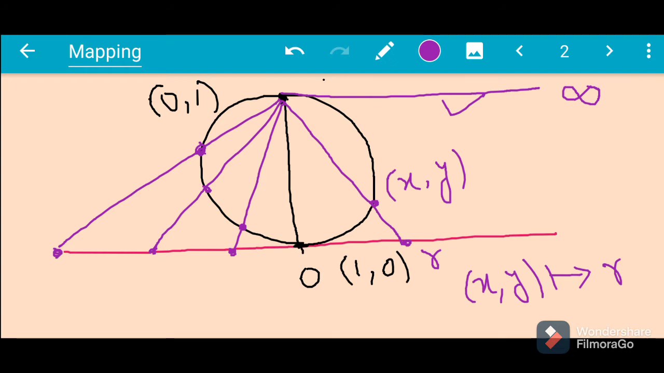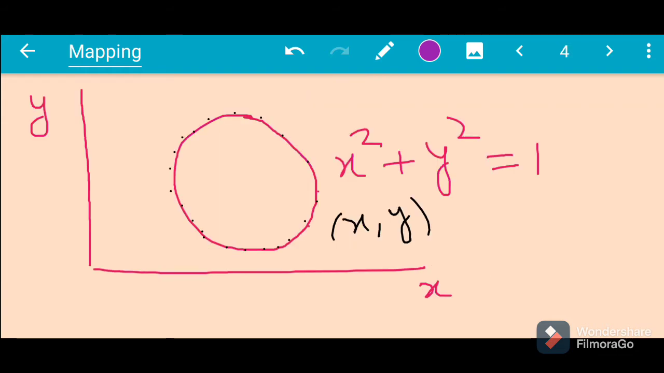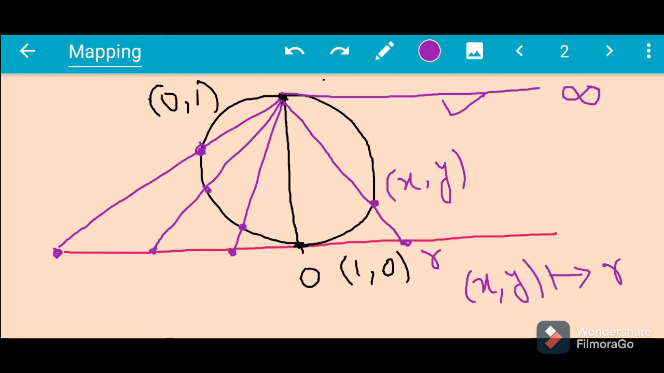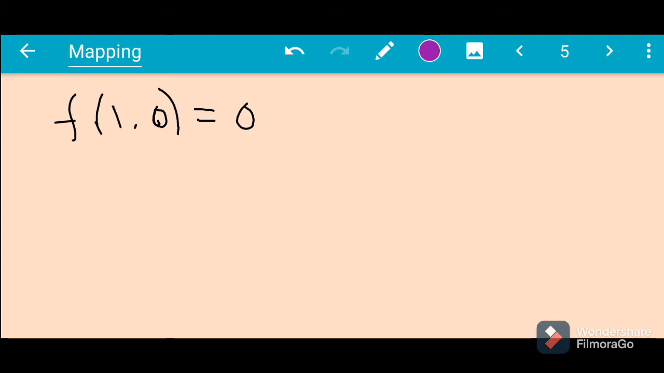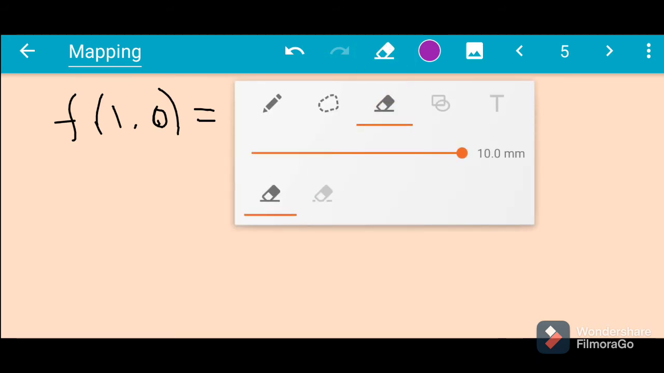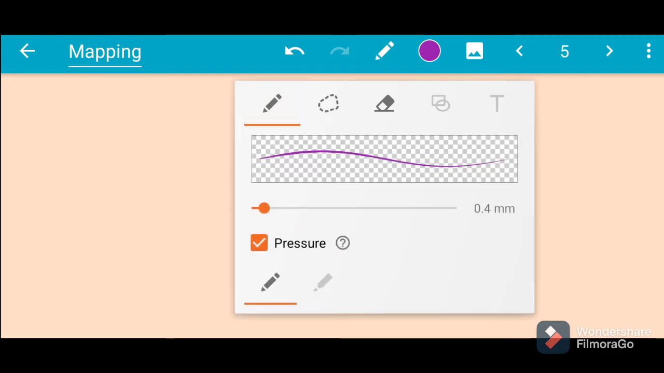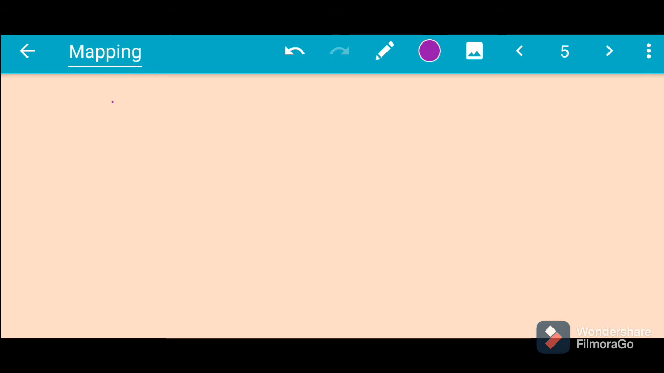Now how to deal with it, how to solve this part. Now we define the map. How to define the map? This is a line joining (0, 1) to (x, y). So if I write the equation of this line, what will happen?